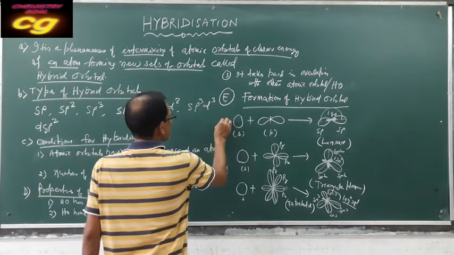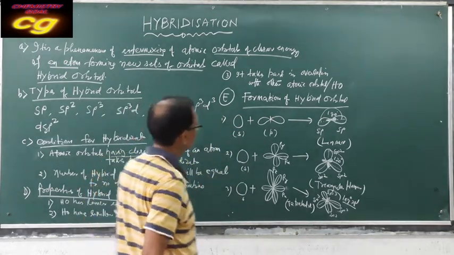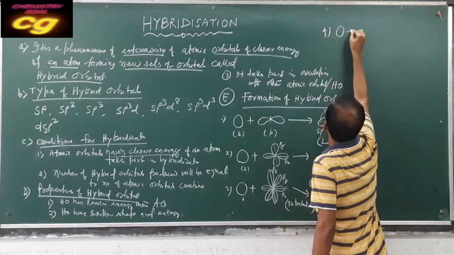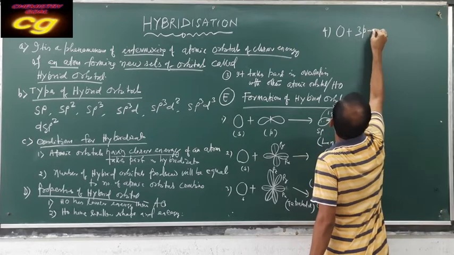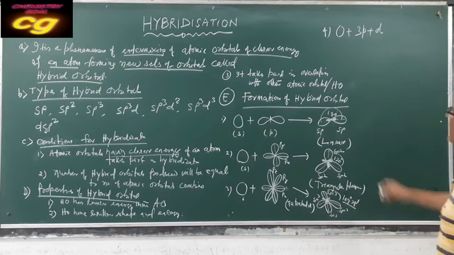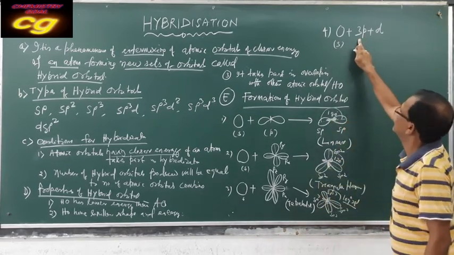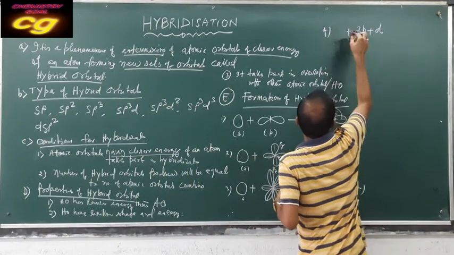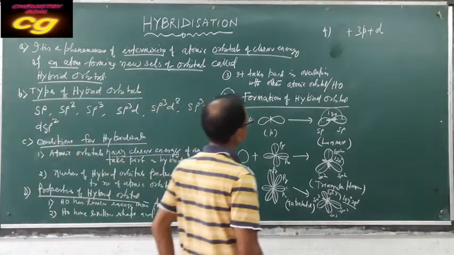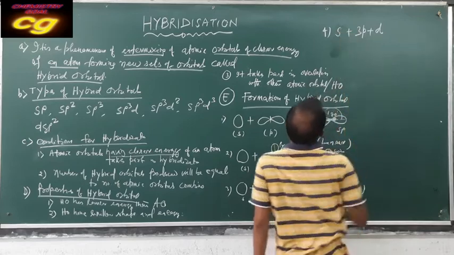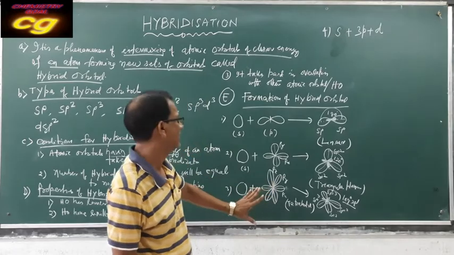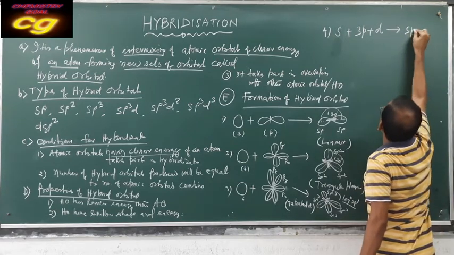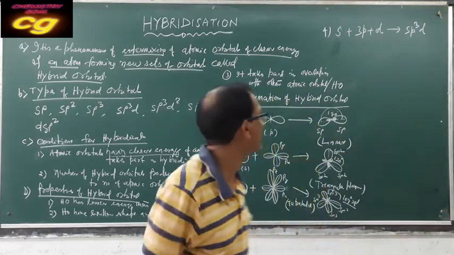Similarly, 1, 2, 3, then 4 is 1s when combined with 3p, then 1d. 1s, you can write s also, it is not necessary to show the number, we can write directly s. So 1s 3p 1d, here 1s 3p, here 1s 2p, here 1s 3p 1d, producing sp3d hybridisation.